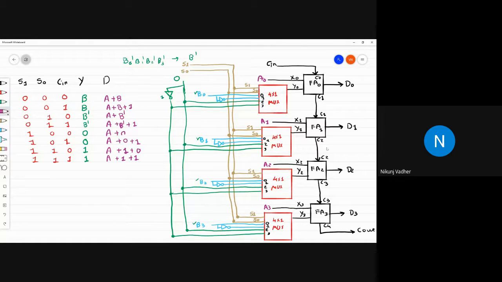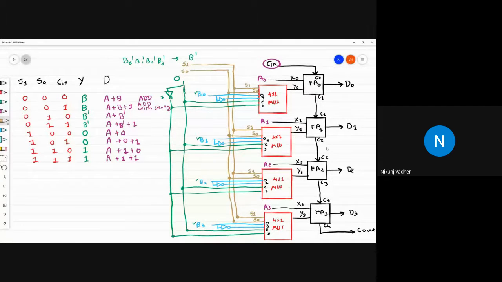Okay, now let's try to label this operation. What is the first operation? First operation is simple addition. Okay, A plus B. What will be the next operation? A plus B plus 1. Here we are performing addition, but input carry will be given. Okay, input carry will be given. That means addition with carry.